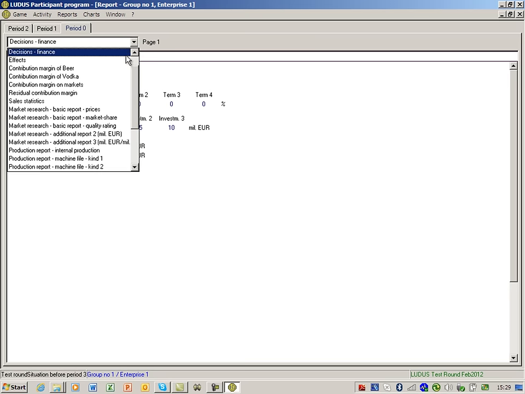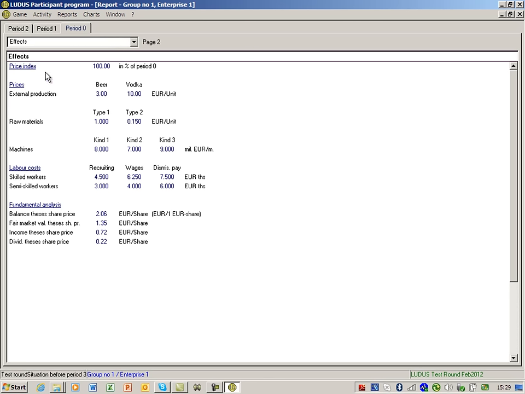When we continue now, we see a couple of additional information. First thing, we look to the effects. In the effects, you see that we are starting with a price index or inflation index of 100%. The index can change according to the pricing of the companies, and they can change differently in different groups. So if, for example, in one group the companies are following a high price strategy, then the price index goes up, and this applies to all prices like raw material or also machineries, salaries and so on. If the majority is focusing on a low price strategy, then the price level goes down.